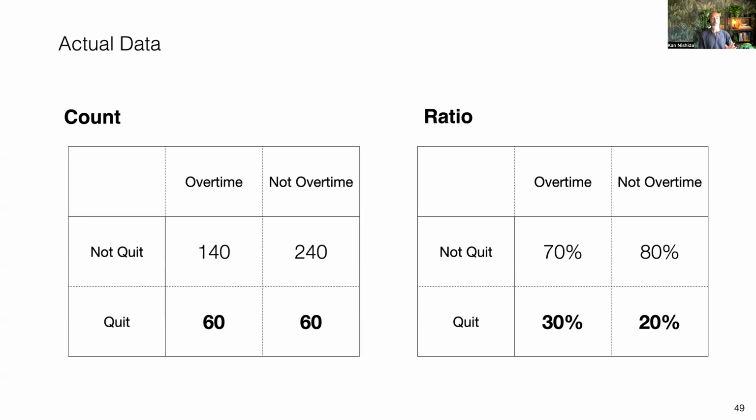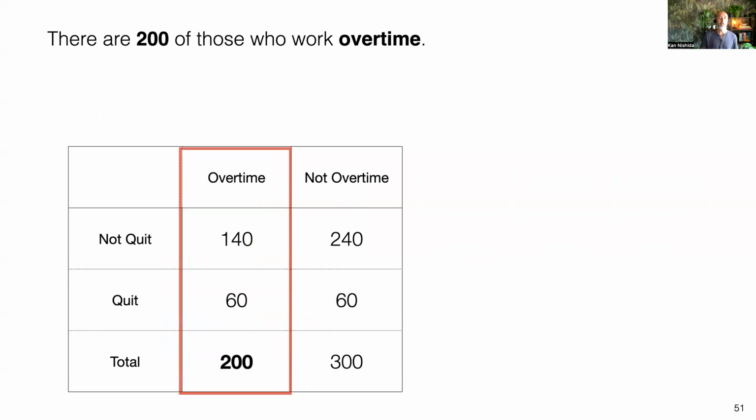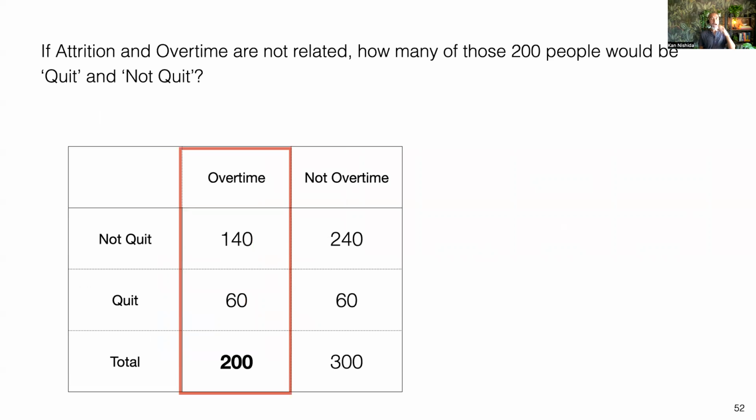So now let's focus on the count. We have this count side, and let's focus on the overtime folks, these people who have left the company already. In total we have 200 people, because 140 plus 60 becomes 200. So now here's the question: out of these 200 people, how many are supposed to be in not quit or quit?